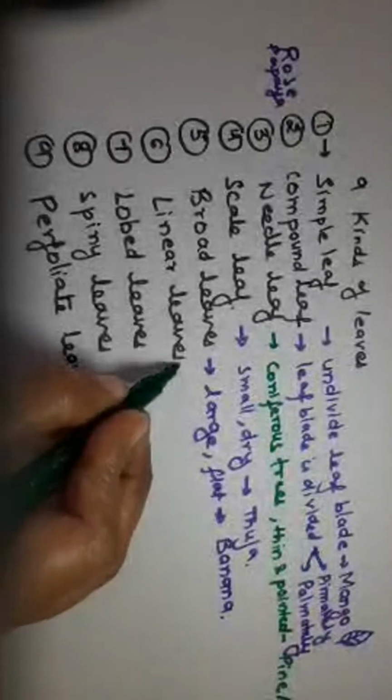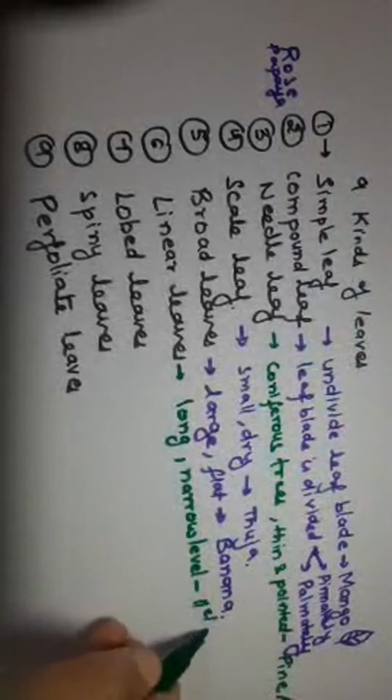The sixth kind of leaf, students, is the linear leaf. Linear leaves exhibit long and narrow leaves, and they also exhibit parallel venation. Parallel venation means the veins are arranged in a parallel manner, like this, and this has been observed in wheat.